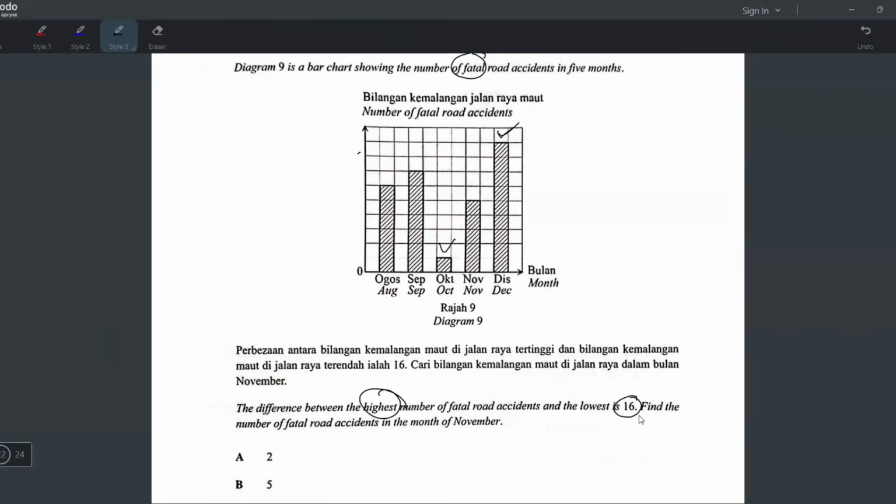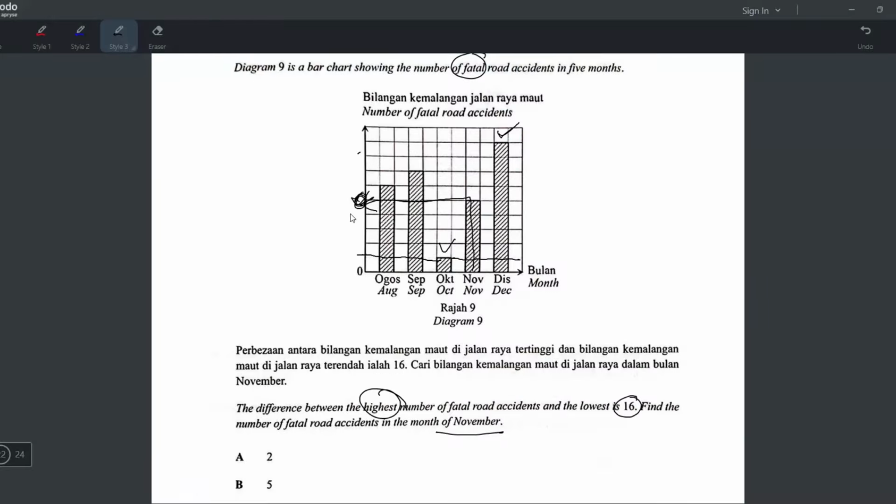We don't know how much, but we do know this is the highest and this is the lowest. Find the number of fatal road accidents in the month of November. Oh, they ask like that. Okay, I understand. In order to find the number for November, we first need to know how much one box is. Do you agree? Because if you read November now, you don't know what the value is.